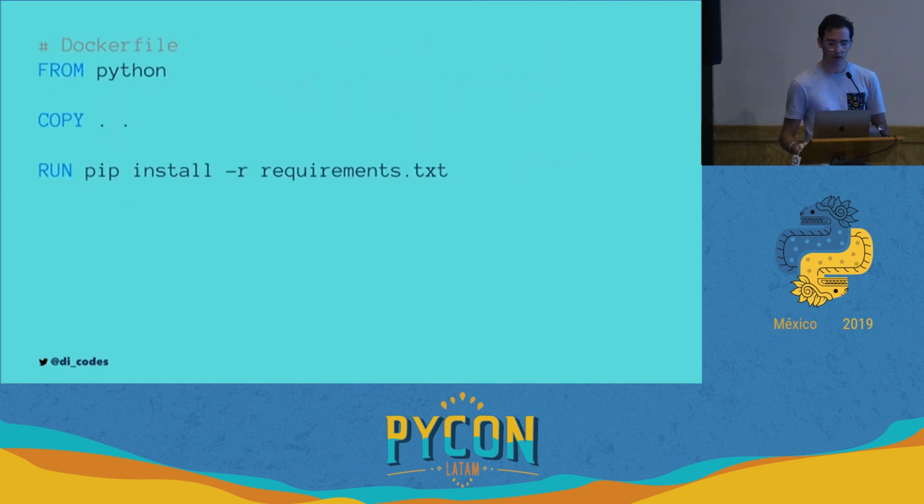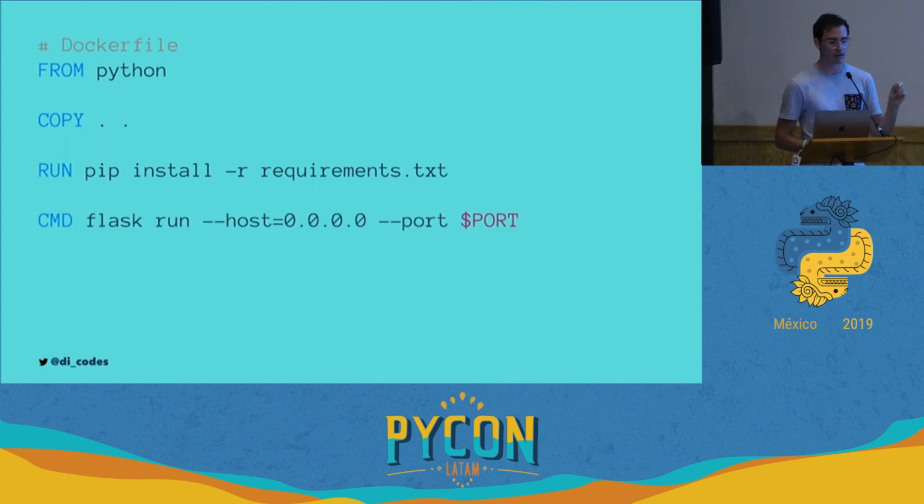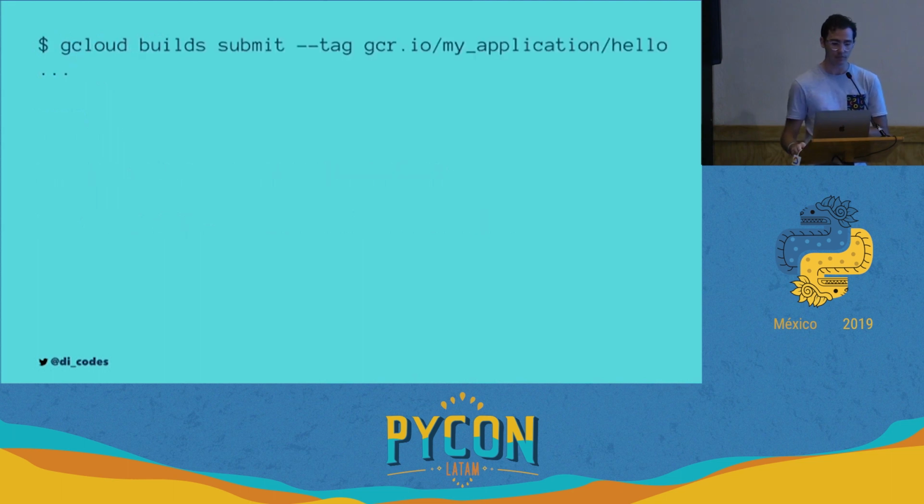So if I was going to take our example from before, where we inherit from Python, copy our files in, and install our dependencies, and I wanted to deploy this to Cloud Run, all I would need to do is add a command. This tells us what to do when we're deploying the container, how to start our server. This command is the same one that was in the Docker Compose file actually, and it's just flask run, and it listens on a specific port that's provided.